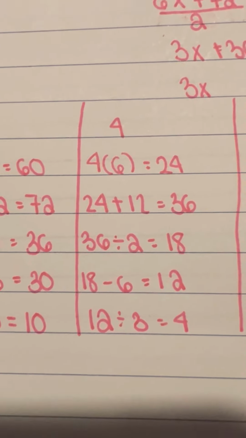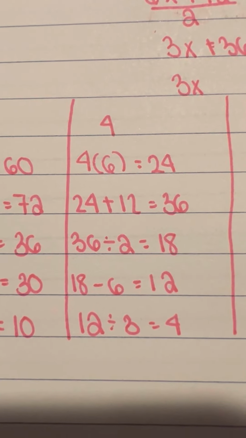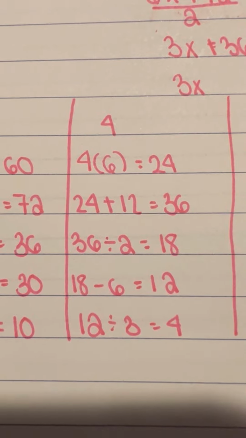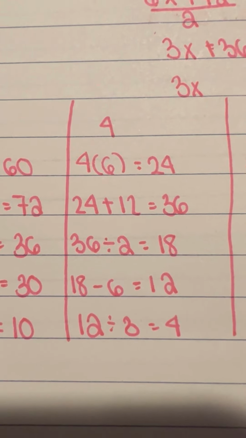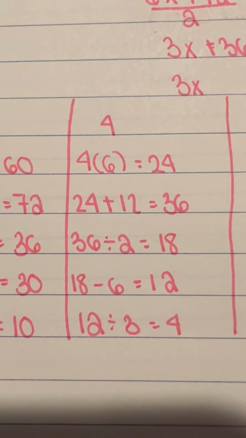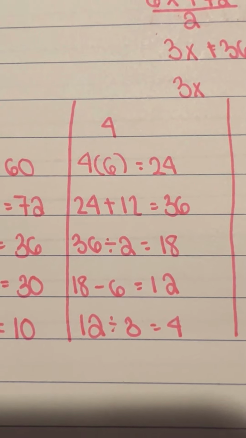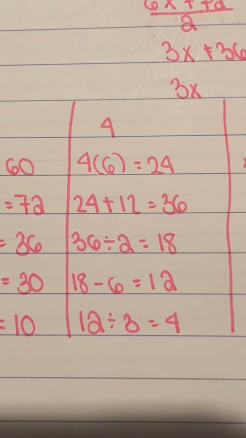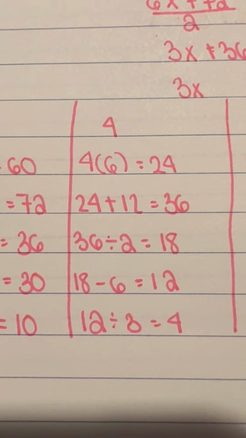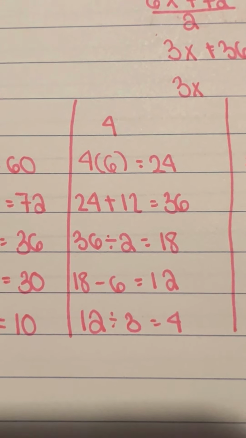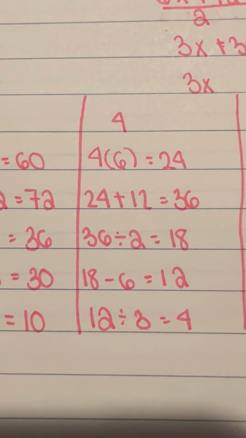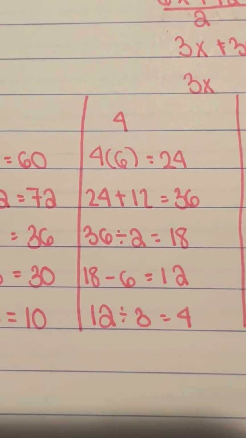And then for my next number, I chose 4. I multiplied 4 times 6 and got 24. From there, I added 12 and got 36. Then I divided 36 by 2 and got 18. Then I subtracted 6 from 18, I got 12, and then I divided 12 by 3, and my final answer was 4, which again was the same number I started with.